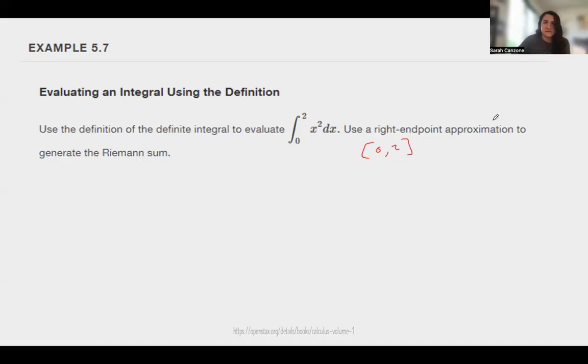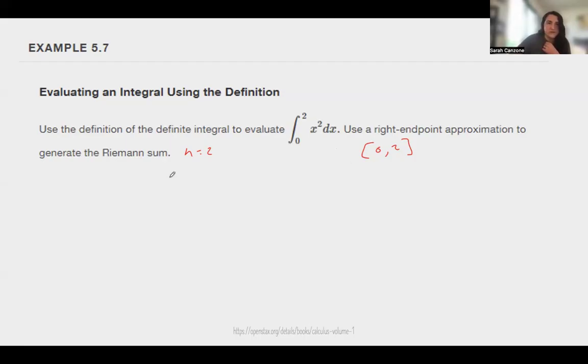Now you notice it doesn't specify how many subintervals we want to do, so I'm just going to give us some. Maybe let's just say n equals 2. We've done quite a few with 4, so let's do 2. Of course you can use n, but then it would be a very long process, and that's just something we don't have to get into in Calc 1. Let's compute the right endpoint approximation.